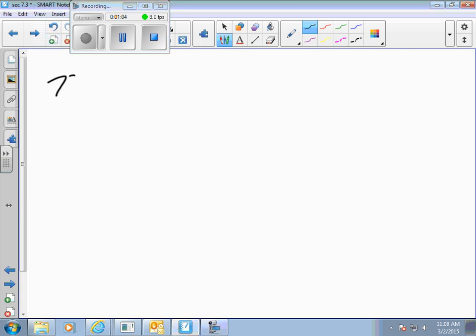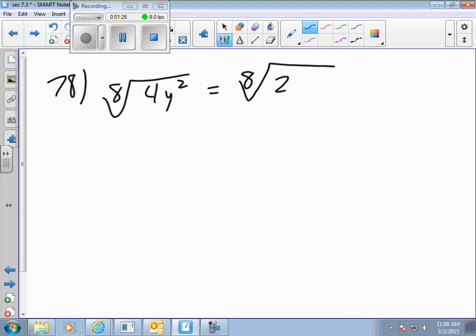Let's do 78 next. It says the eighth root of 4y squared. Notice that this is a coefficient. That's not an exponent, so we don't divide everything by 2. But can I rewrite this as the eighth root of 2 squared y squared? Now I have an exponent, exponent, exponent, all even. I'm going to divide everything by 2, so I have the fourth root of 2y.